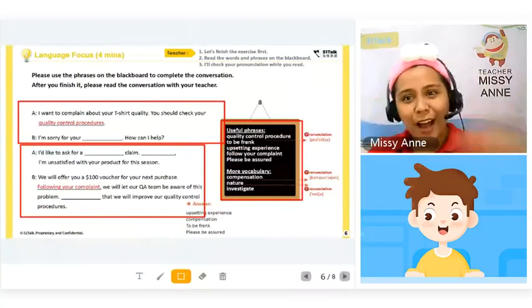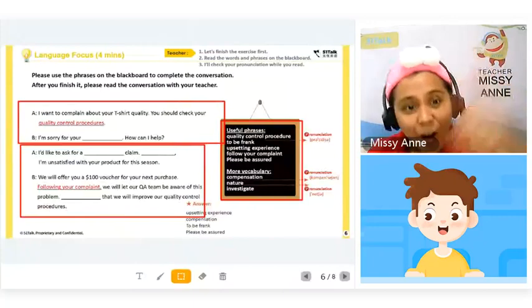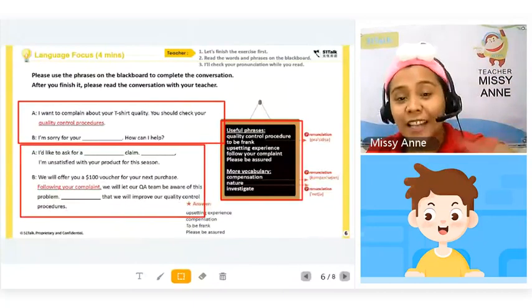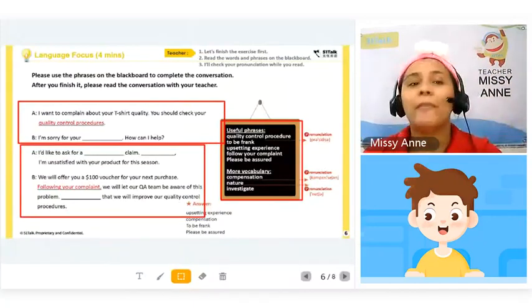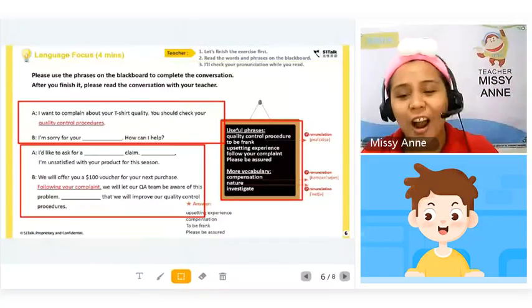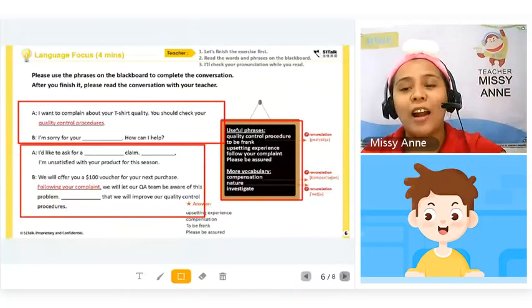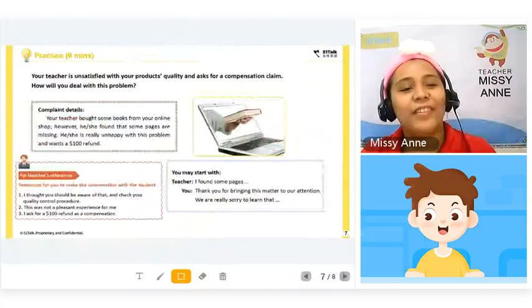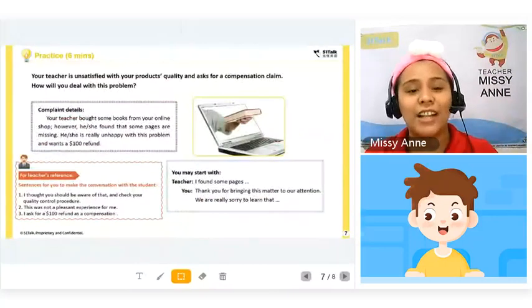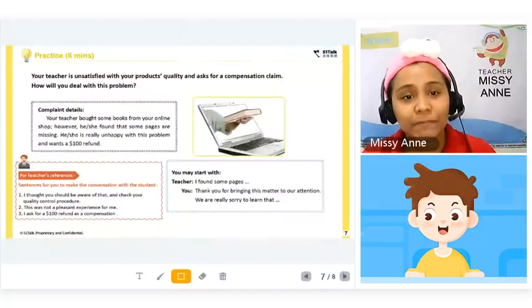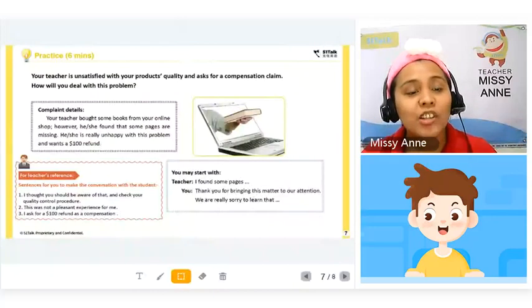Very good, Fiona. That's perfect. All sentences, you got them right. Fantastic job. That means you understood our key phrases and vocabulary well. Now, let's try and practice. Okay, let's try. Can you read this?